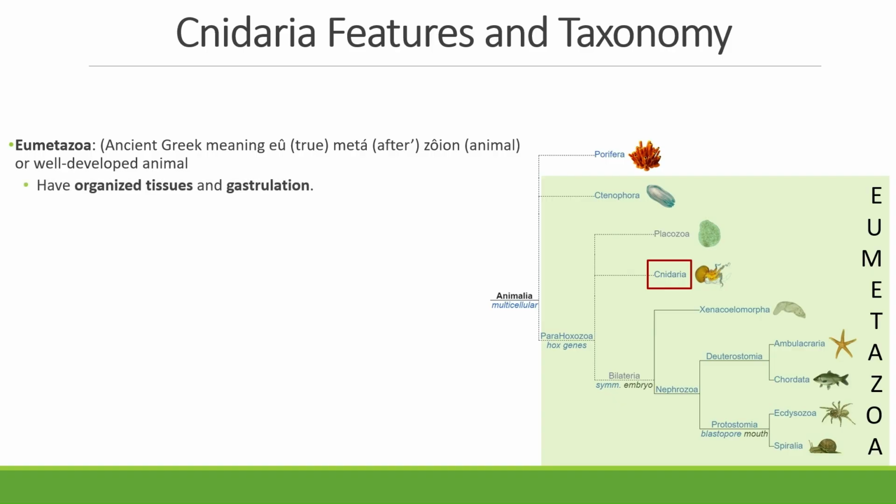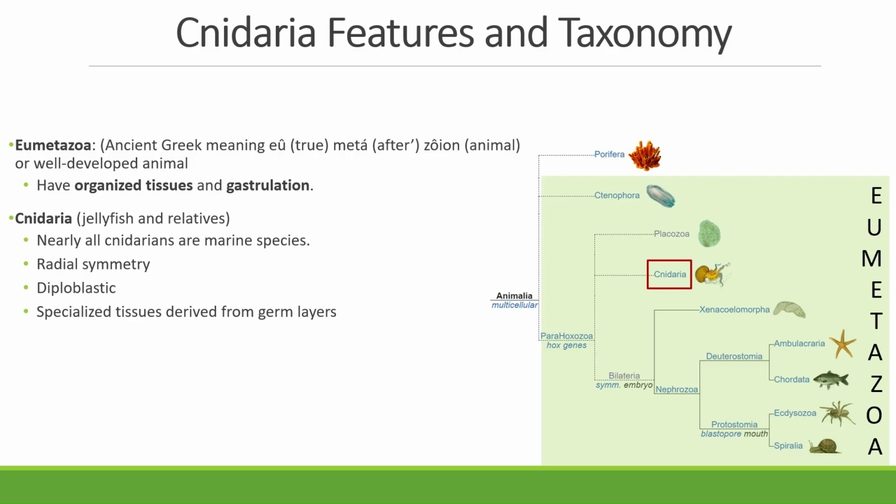Cnidarians are placed in the clade Eumetazoa, which means true animals. This clade is defined by two major evolutionary advances that sponges never achieved. First, cnidarians have organized tissues that develop from embryonic germ layers through the process of gastrulation. Second, they show the first clear division of labor among those tissues.